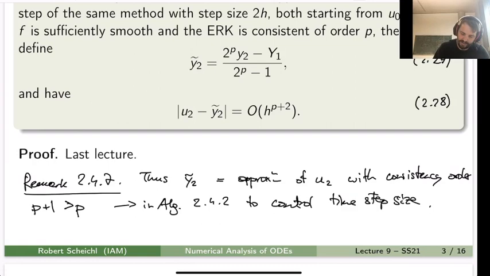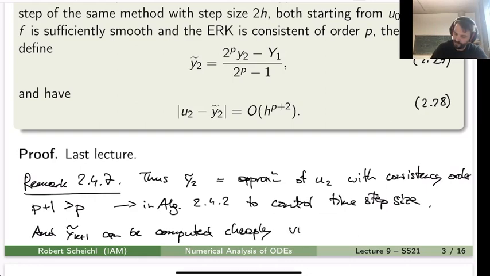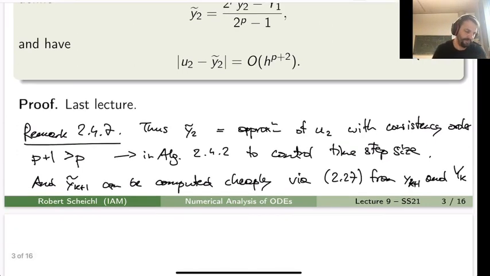And yk plus 1 tilde in this algorithm can be computed cheaply via formula 227 from y2 and y1, or yk plus 1 in the kth step and capital YK. So essentially with index k plus 1 instead of 2.